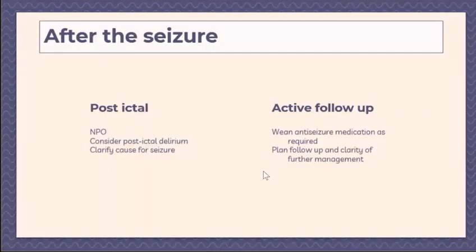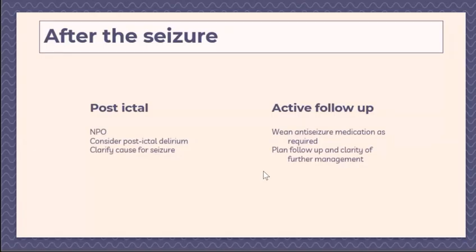So after the status, we talk about the immediate post-ictal phase. We want to keep the person nil per os. We need to consider post-ictal delirium and clarify your cause for your seizure. You may not have found it yet, but you need to focus on really trying to hone in on that, whether it's from a toxin, whether it's from a meningitis, whatever the cause might be, you need to look for it actively, aggressively, and treat it.